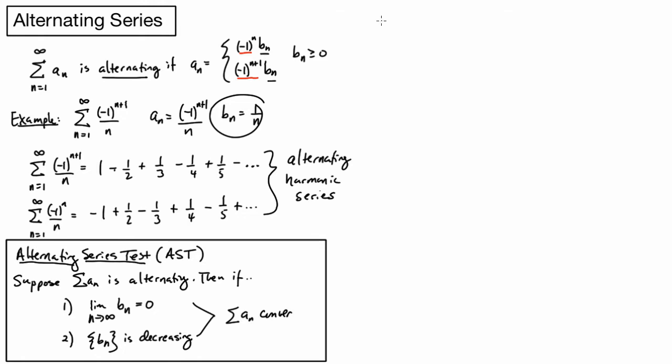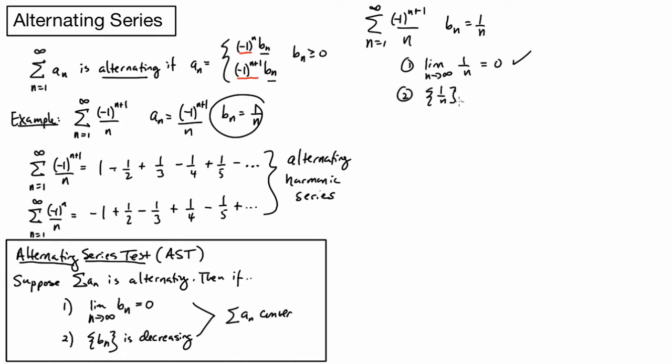All right, so notice that this is going to have really interesting implications when I try to apply it back to the alternating harmonic series. For example, if I revisit this alternating harmonic series, we know that the b_n for this series is 1 over n. And so if I'm checking the two hypotheses that I need for the alternating series test, the first thing is, can I show that the limit as n goes to infinity of 1 over n is equal to 0? Well, that's certainly true.